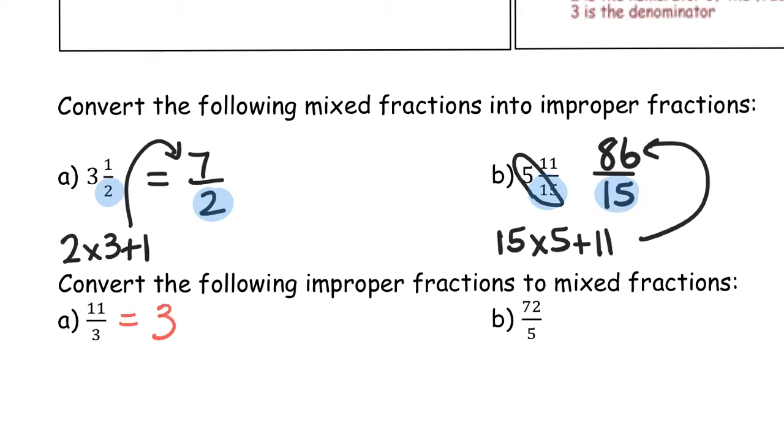That would get me to 9, right? 3 times 3 is 9. So that would leave me with 2 left over. So I have 3 and 2/3.